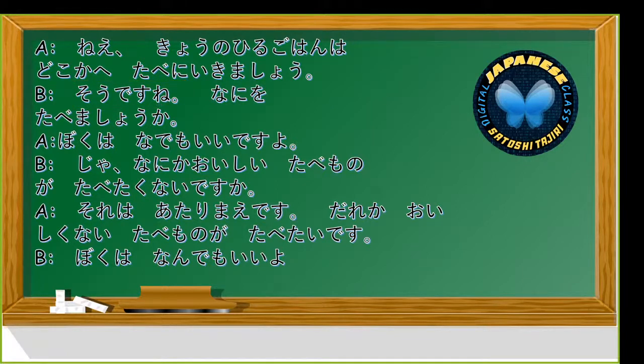Then he said here, "Nani wo tabemashou ka?" This is what I find difficult, the intonation. Okay. So "Nani wo tabemashou ka?" Like saying here, what are we going to eat? Then A said, "Nandemo ii desu." So we have our nandemo, it means anything. Anything good is okay. Then 何か美味しい食べ物が食べたくないですか?